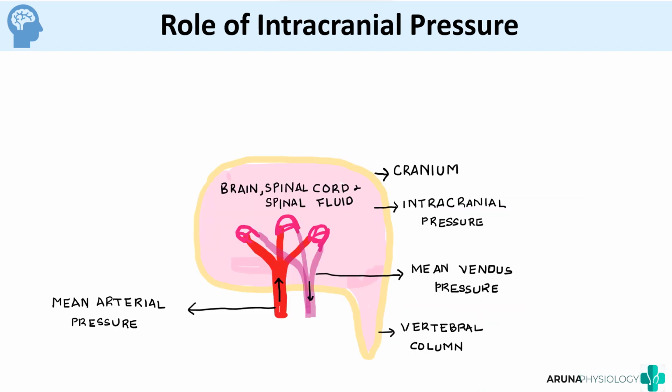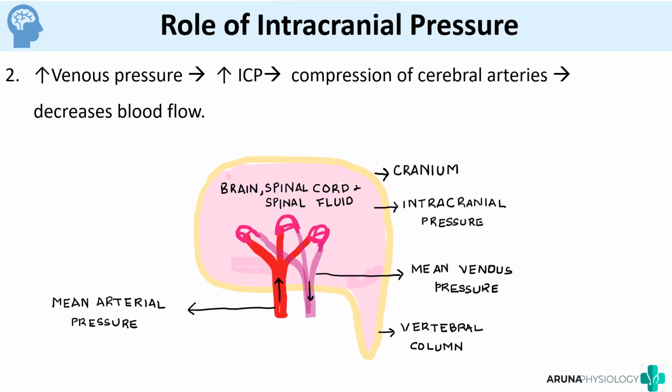Now suppose there is an increase in the venous pressure. Whenever there is an increase in venous pressure also, as per Monro-Kellie doctrine, there will be increased intracranial pressure, which again will cause compression of cerebral arteries, which will cause decreased blood flow, so that the contents within this cranium remain normal.